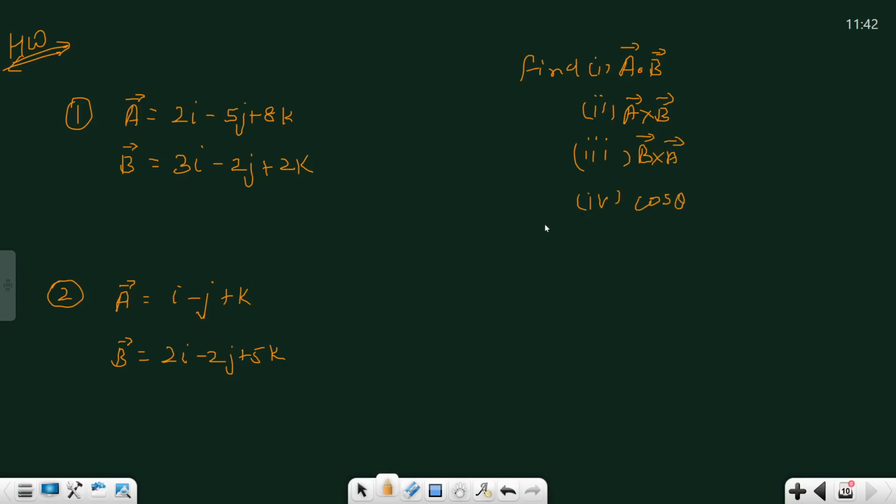cos theta, sin theta, and the last term is the projection of B on A. Clear? Is it clear? So that's all about the theory class today.